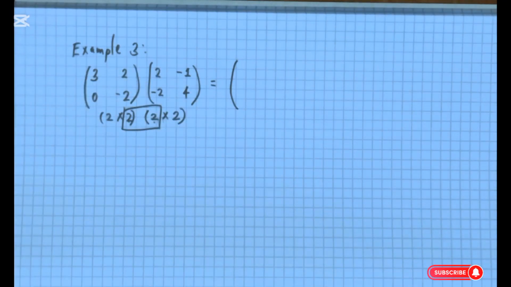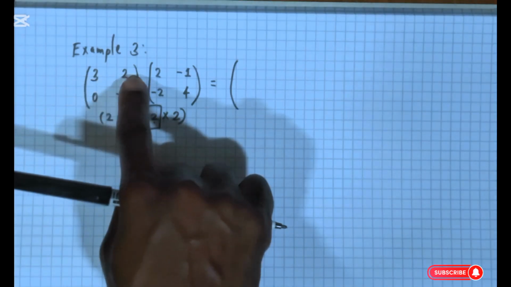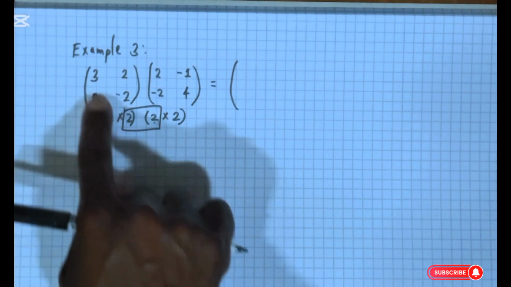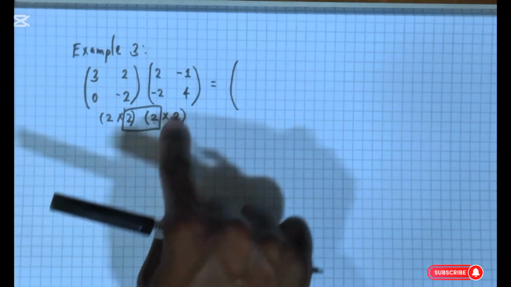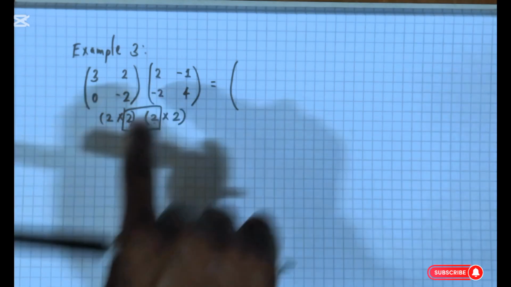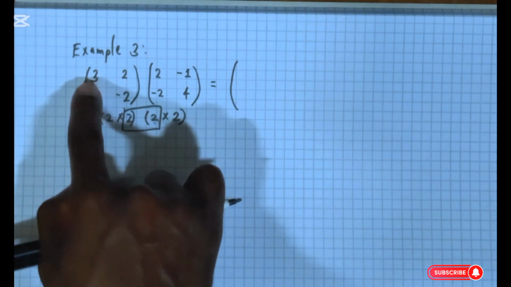Now, a row multiplies a column, and a row multiplies all the columns. So a row multiplies a column, and each row multiplies all columns. In this particular case, we are having row 1, and how many columns are we having here? 1, 2. So row 1 is going to multiply both column 1 and column 2 of the matrix that is on its right.